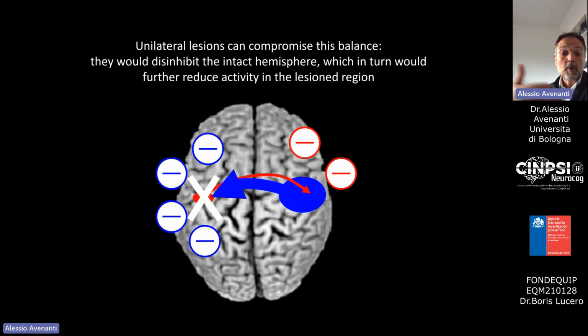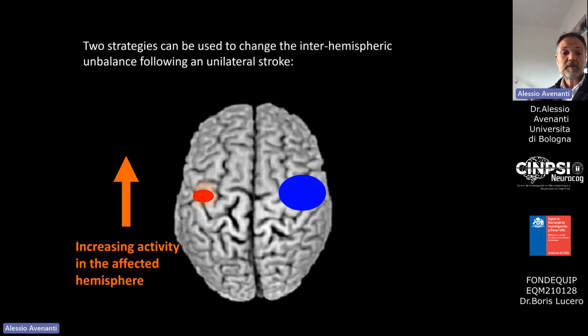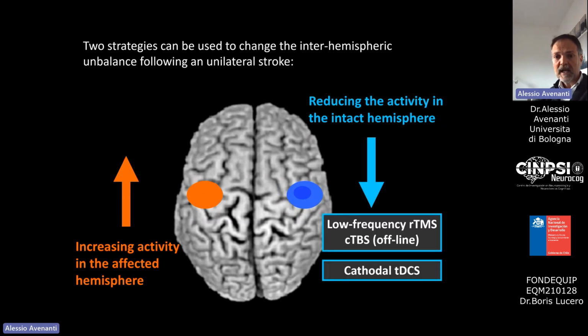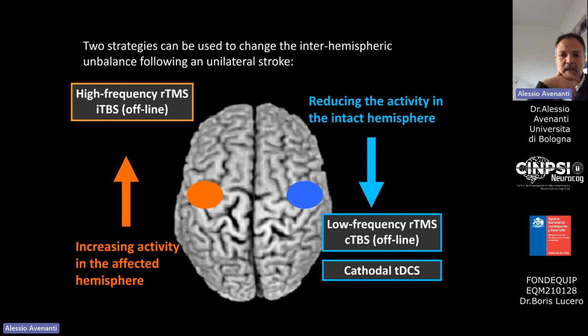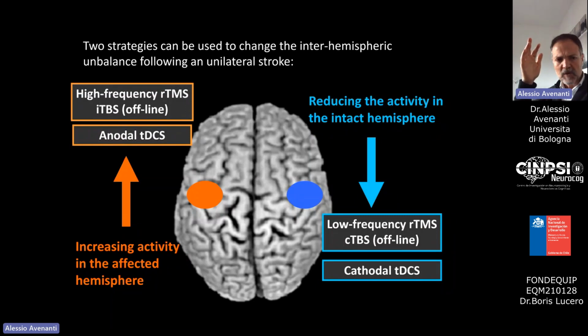So in principle, what we have learned from the seminar and all the literature, of course, is that you can use a couple of strategies for dealing with this imbalance. For example, you could, in principle, increase activity in the affected hemisphere or reduce activity in the intact hemisphere. And this would be created, for example, by using the protocols that we have discussed a bit. In principle, there are also other protocols, for example, with electrical stimulation, but they are not the focus of this talk today.